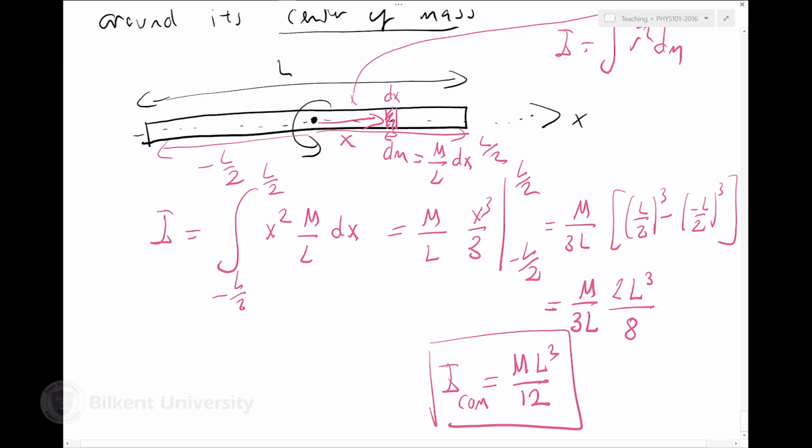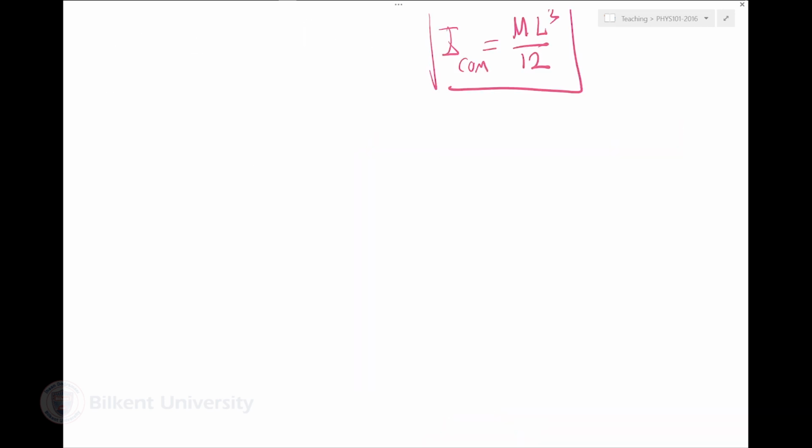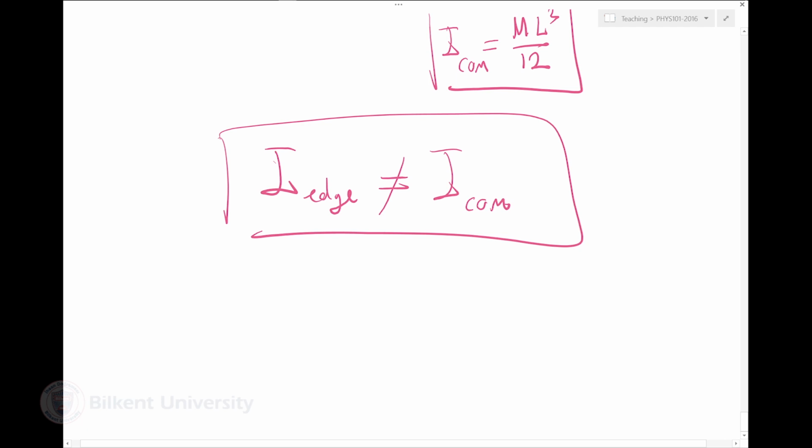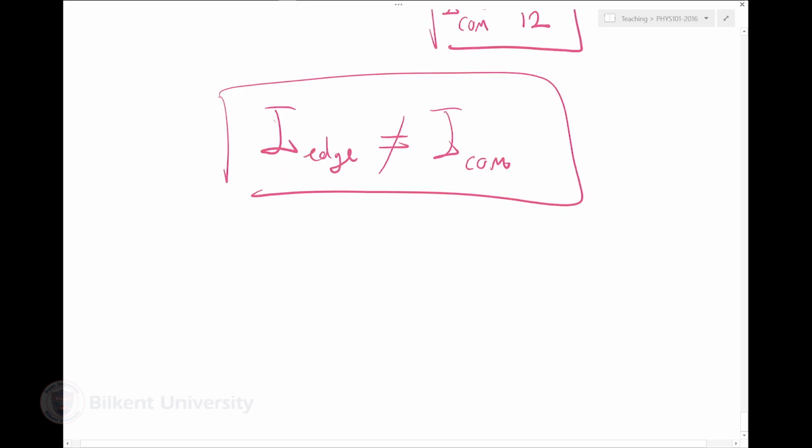So why did I calculate these two quantities? I want to emphasize that the moment of inertia around the edge is not equal to the moment of inertia around the center of mass. These are not the same quantities. The object may be the same, but the rotation axis changes. It turns out you can actually relate moments of inertia around different axes to each other by a theorem.